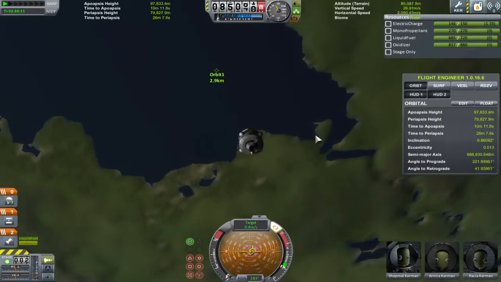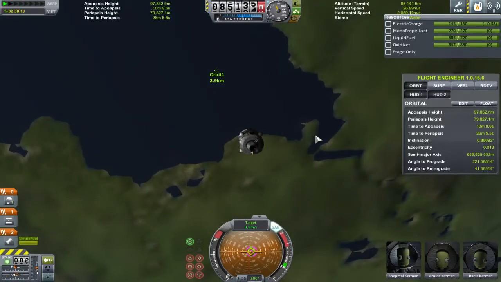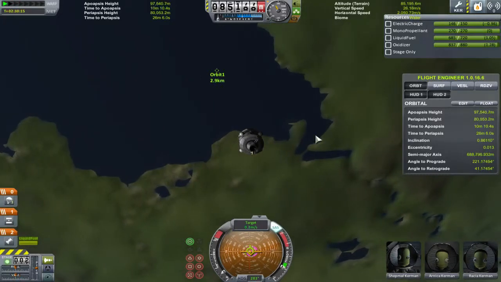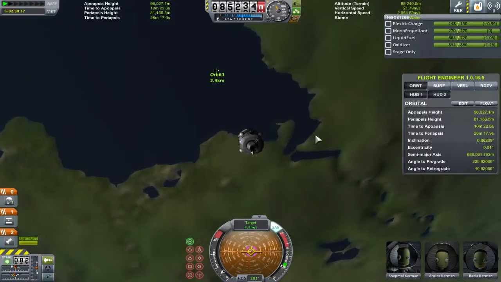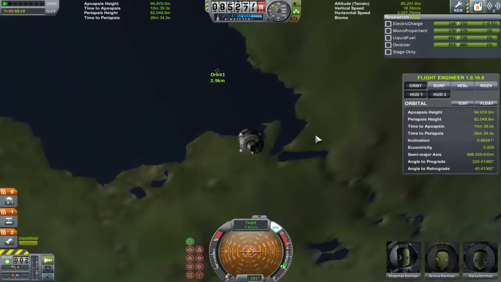Just be careful, remember to quick save. Since you're in orbit, you can quick save, and if you do something wrong, you can always go back to that point and continue from there.